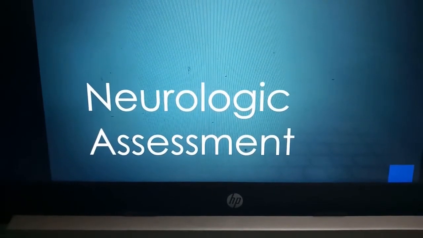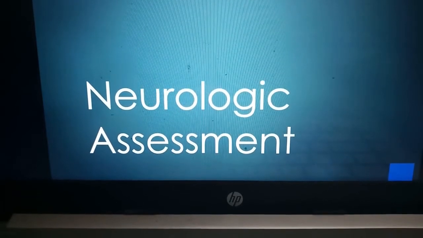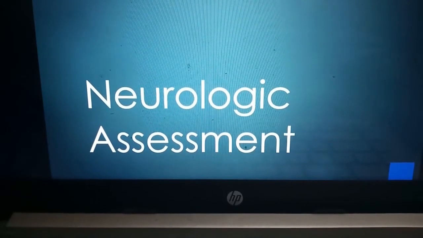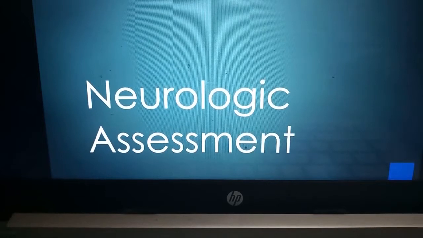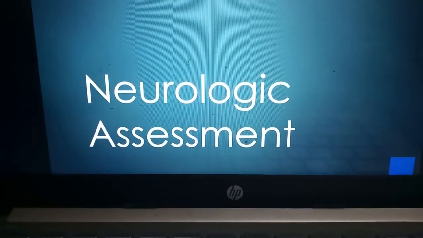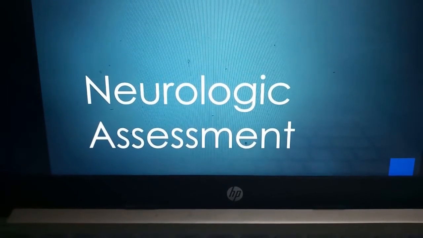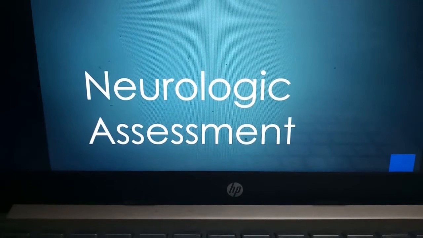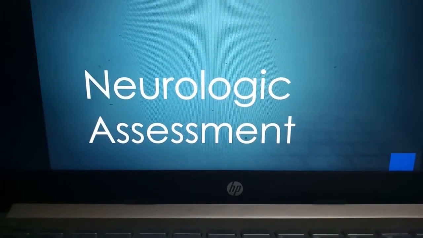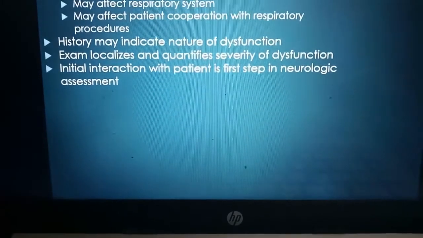As physician assistants, you need to know about the neurological assessment. You would have studied the nervous system in the first year. We have the brain, the spinal cord and peripheral nerves. Together these form the nervous system. The brain and the spinal cord form the central nervous system, and the peripheral nerves form the peripheral nervous system.